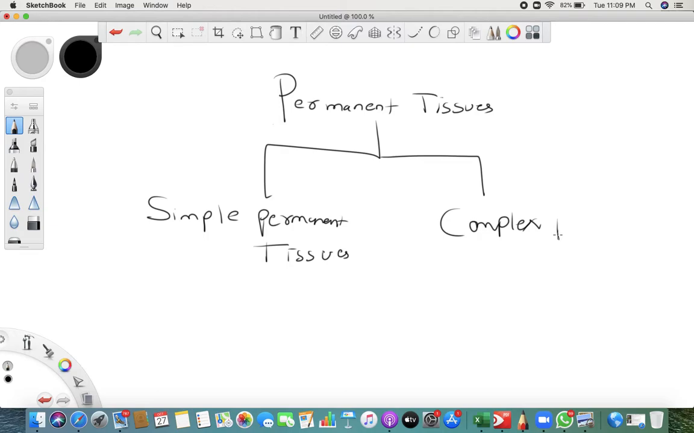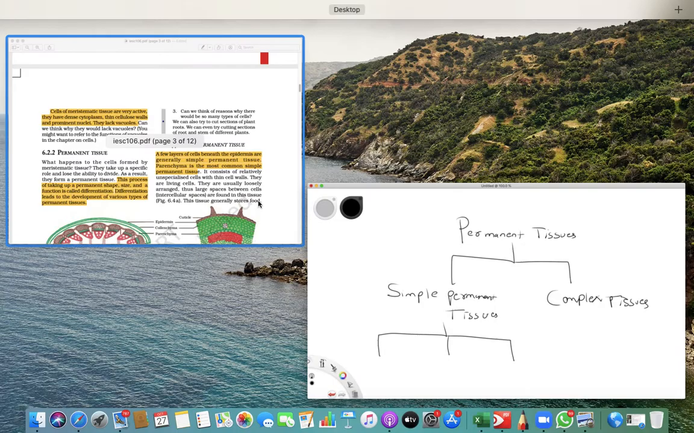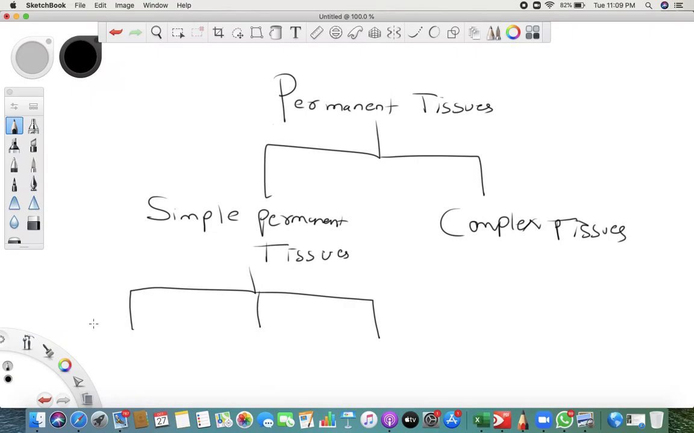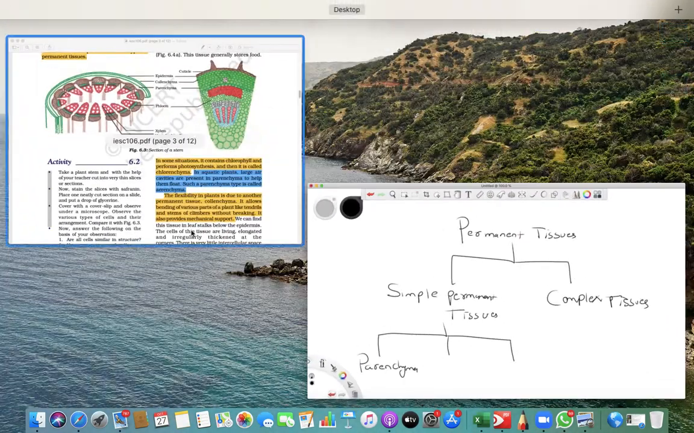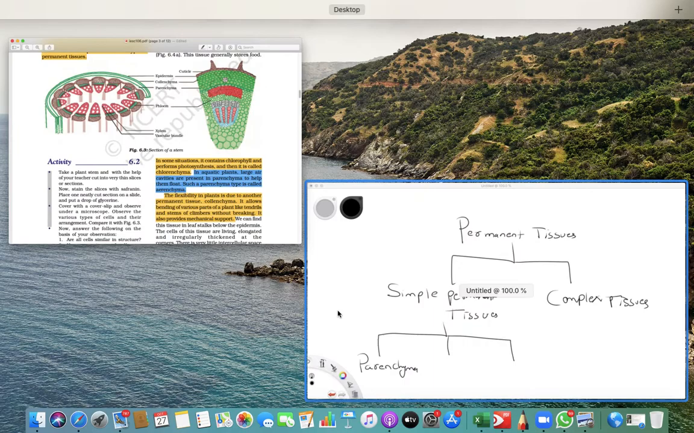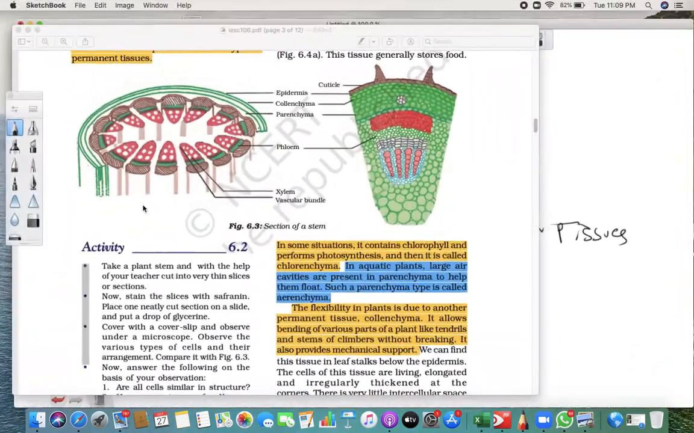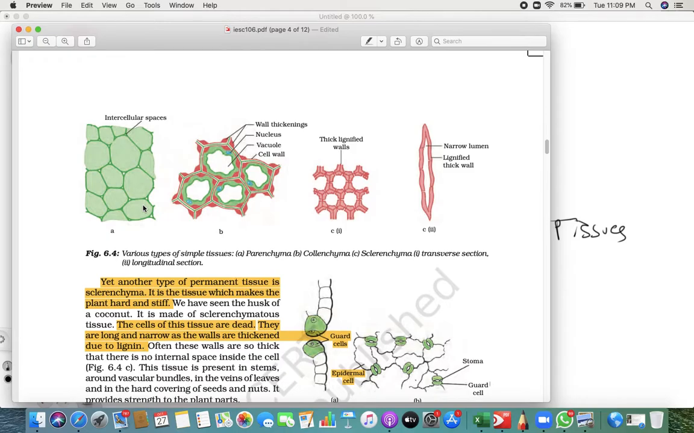Now again the simple permanent tissue is classified into three, right? Simple permanent tissues are classified into three. One is parenchyma, right? Other is collenchyma, right? And the last one is sclerenchyma.